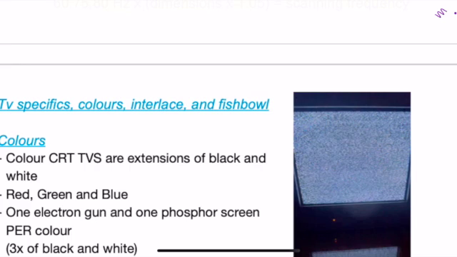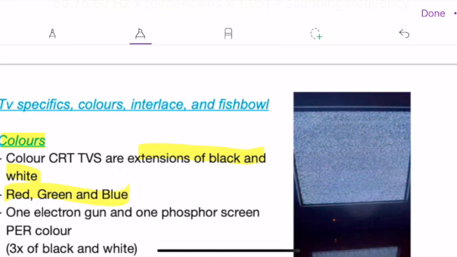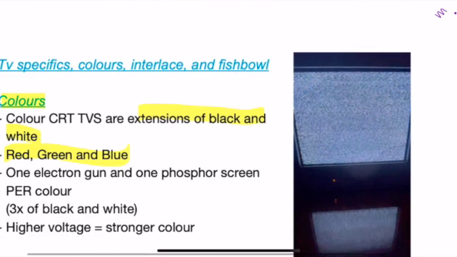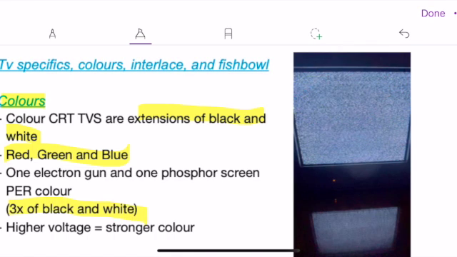Now moving on to the niche of things, TV specifics, colors, interlace, and fishbowl. Let's start off with colors. Colors in a TV is an extension to the standard black and white TVs. Moreover, color TVs are based on red, green, and blue. With these three main colors, there are 3 electron guns emitting electrons into 3 different colored phosphor screens. In other words, the same core concept as black and white, but just 3 electron guns as well as 3 screens, 3 times the original amount.